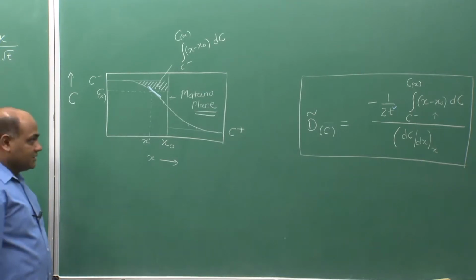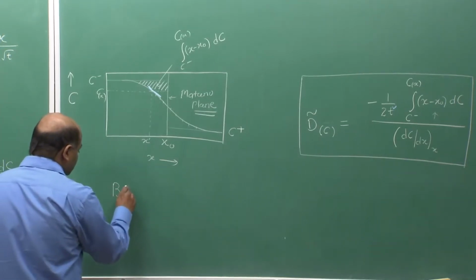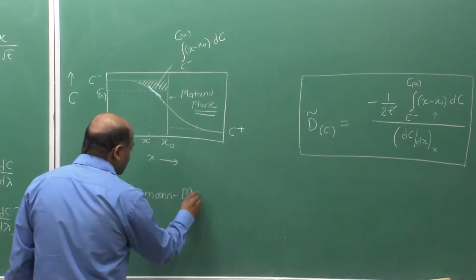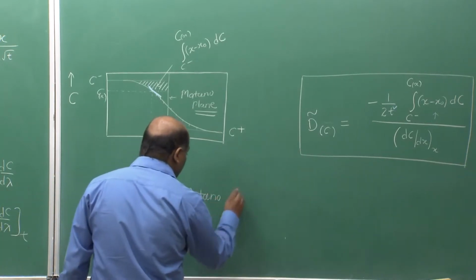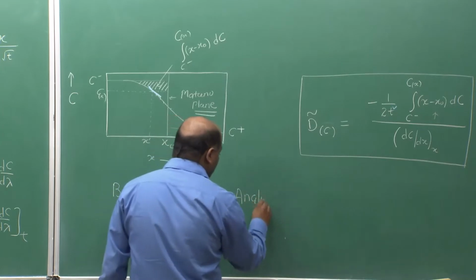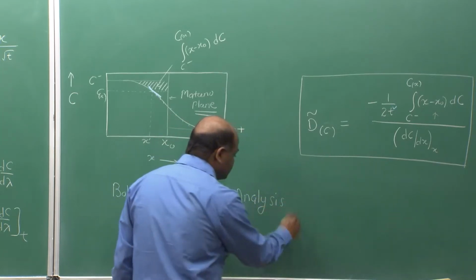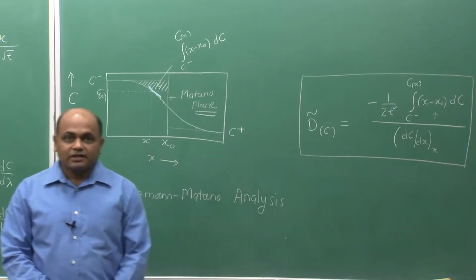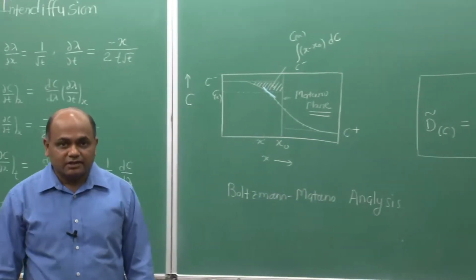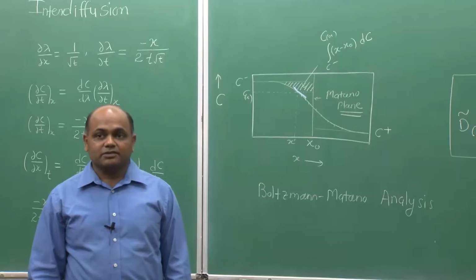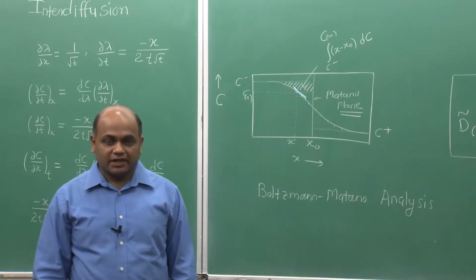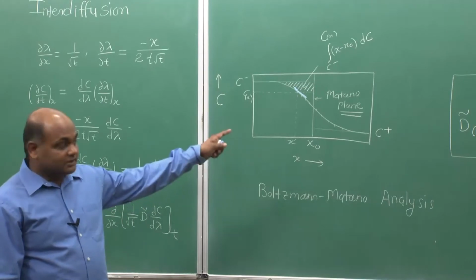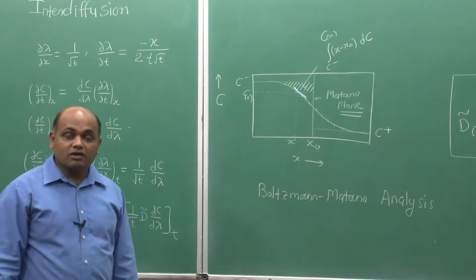And this technique is commonly known as Boltzmann-Matano analysis. So, this is how we can get the binary interdiffusion coefficient from a single diffusion couple experiment. We can determine the interdiffusion coefficient at every single composition that is developed within the diffusion zone of that couple.